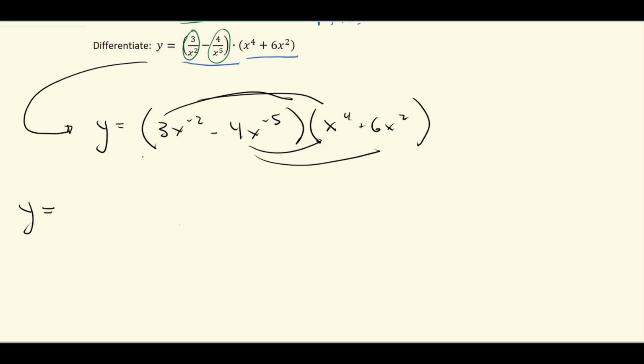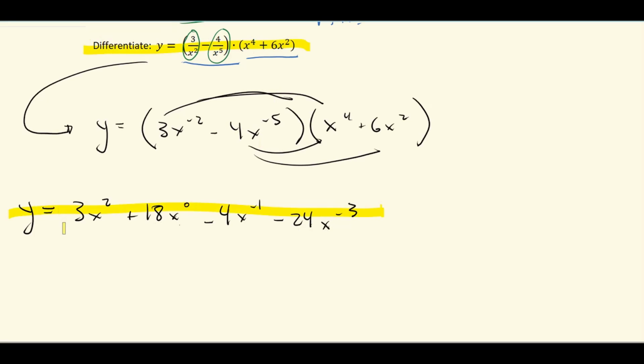So y is equal to 3x squared plus 18x to the 0, minus 4x to the negative 1st, minus 24x to the negative 3rd. So we rewrote this original equation into this equation.